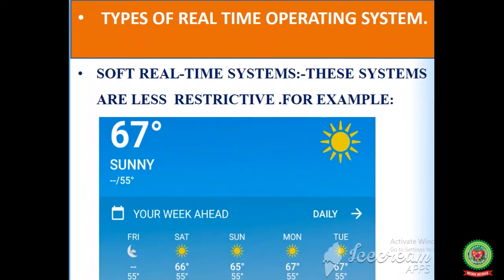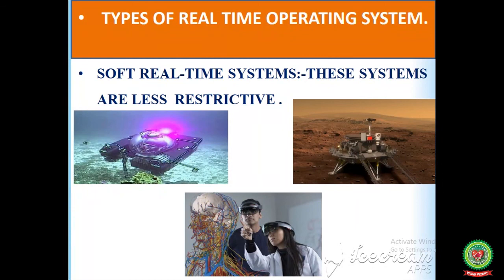Next type is soft real-time systems. These systems are less restrictive. For example, weather stations have many sensors for reading temperature, humidity, wind speed, etc. The readings should be taken and transmitted at regular intervals. But sometimes sensors are not synchronized, means they are not showing the same time. So sensor readings may be early or late, and after some time sensors will give proper updates. So in a soft real-time operating system, meeting the deadline is not compulsory every time for every task. Some examples of soft real-time systems are undersea exploration, planetary rovers, and virtual reality.